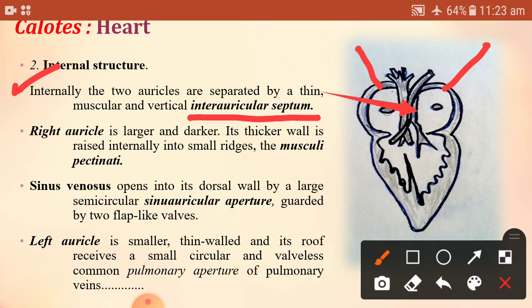The right auricle is larger and darker, and its wall is thicker compared to the left auricle, and it is raised internally into small ridges, that is called musculi pectinati. Internally there are some finger-like projections, called musculi pectinati, in the right auricle.